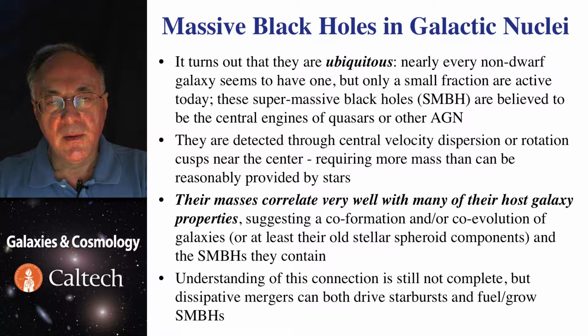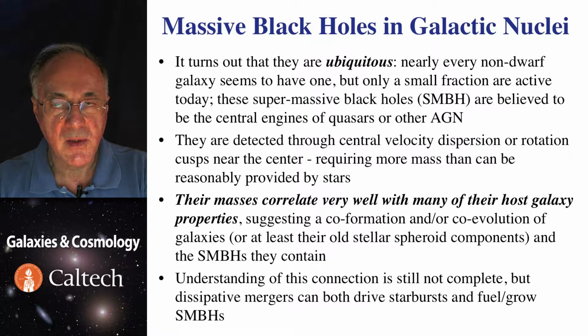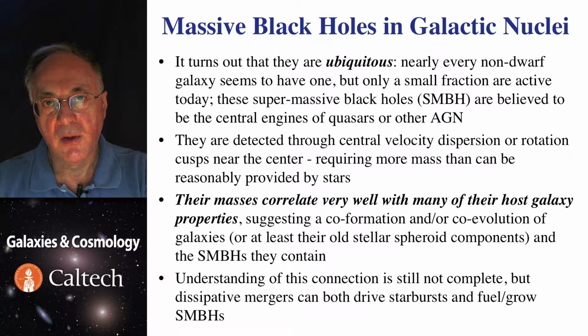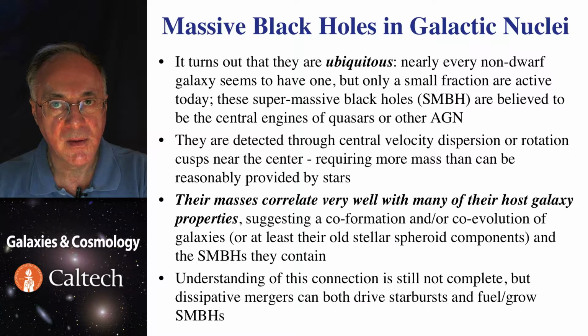And as it turns out, masses of these large black holes in cores of ellipticals, or in fact all galaxies, correlate remarkably well with a whole number of other properties of galaxies, and that is telling us something about formative and evolutionary mechanisms. We now in fact think about co-evolution of galaxies and their supermassive black holes.